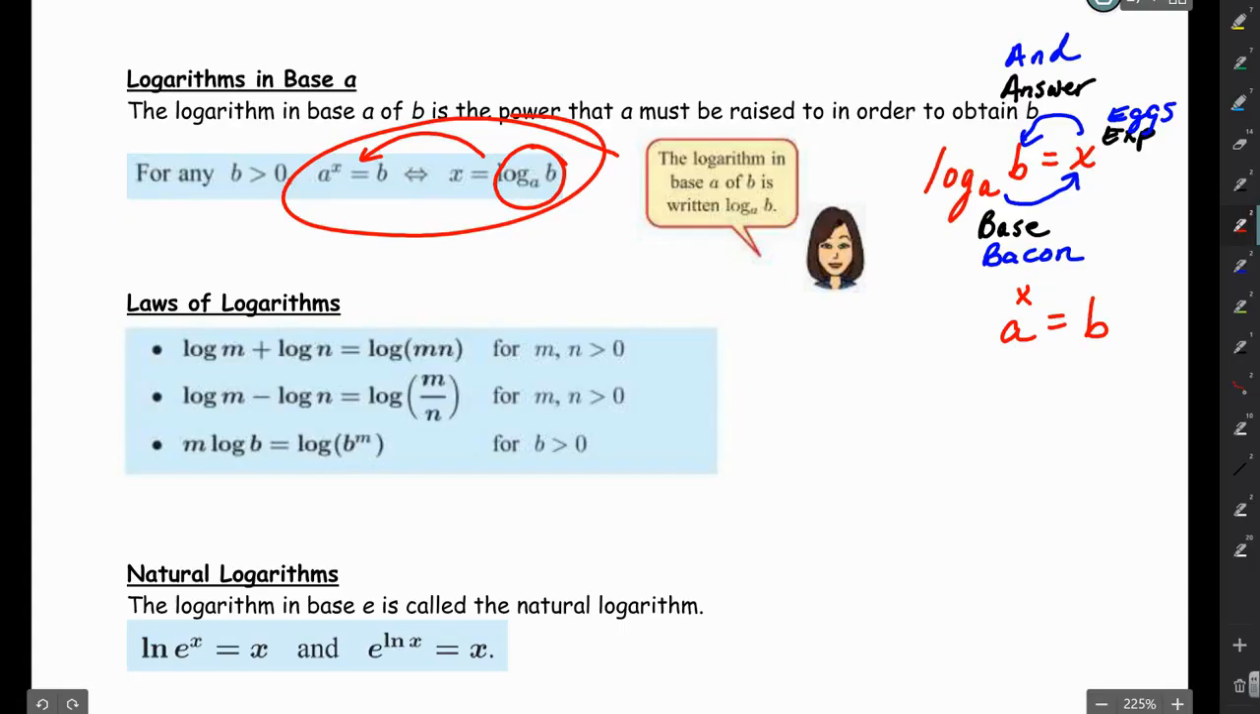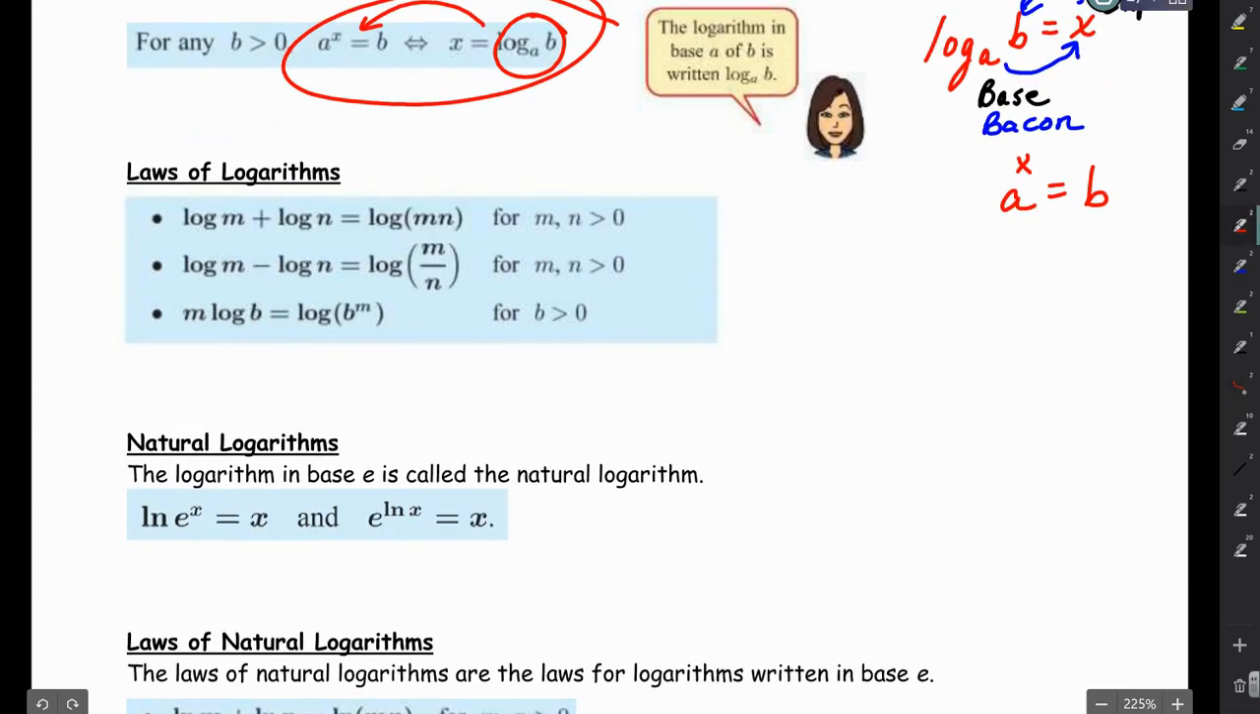Okay, so here are our laws of logarithms. When we're adding logs, it's multiplication. When we're subtracting, it's division. And then we have the power rule, that if we have a value here, we can bring it out front. Or if it's in the front, we can bring it up and make it the exponent.